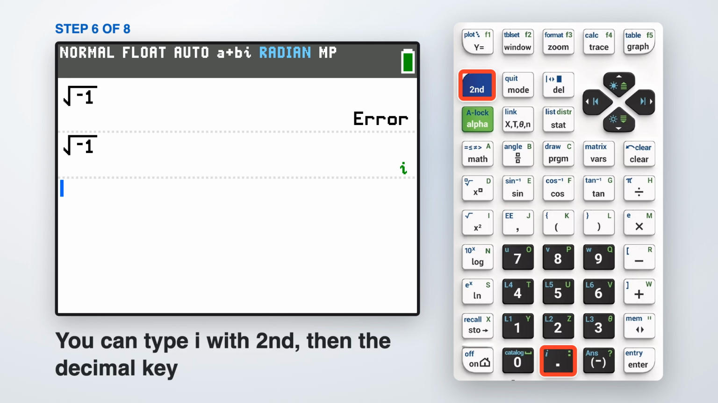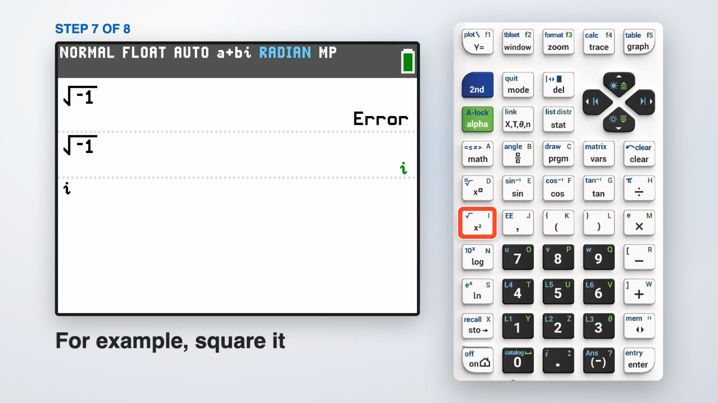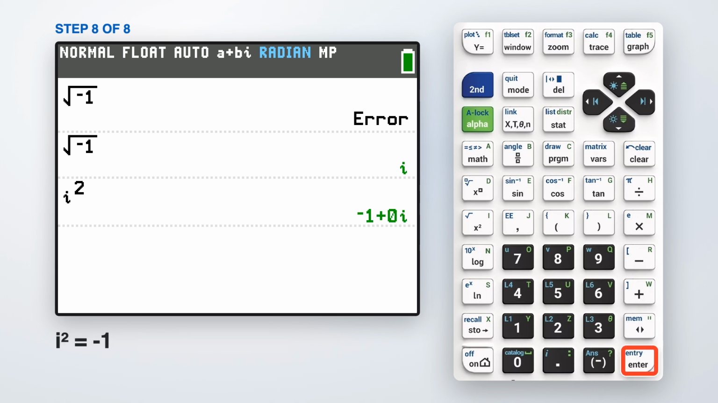Complex arithmetic works too. You can type I by pressing second, then the decimal key. For example, let's square I by pressing the x squared key. The calculator returns -1, confirming that I squared equals -1.